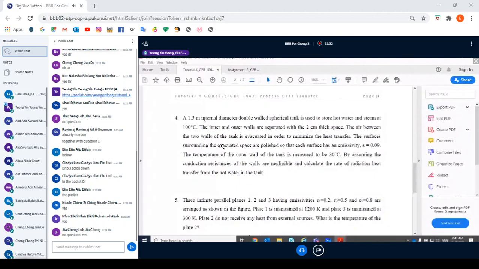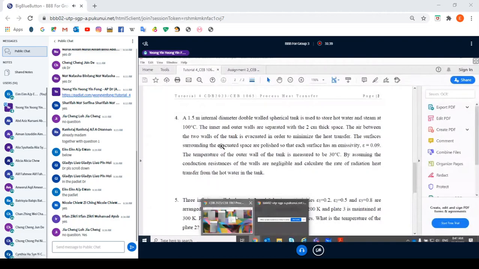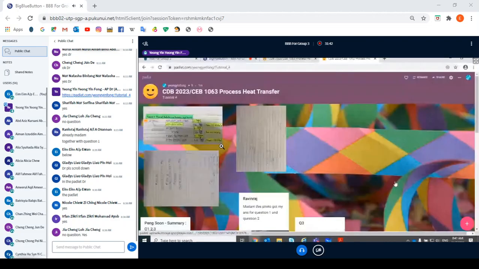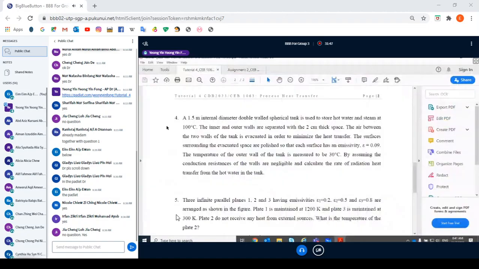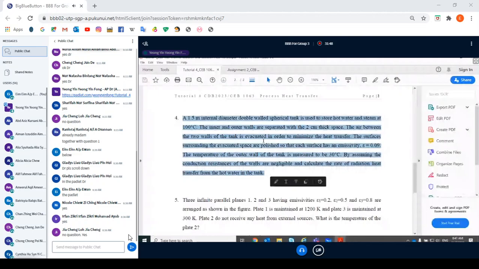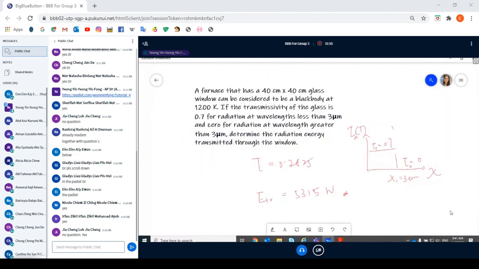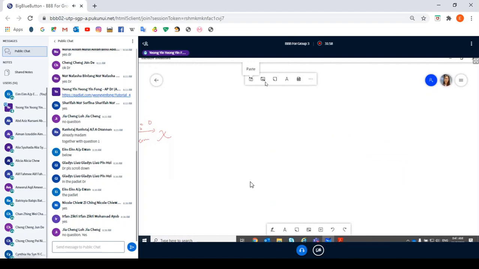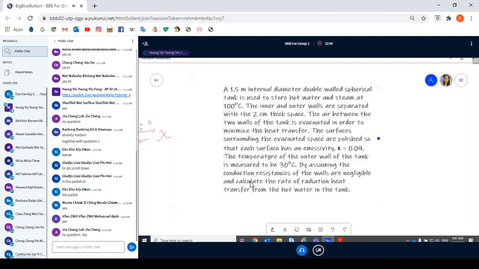Before that, I would like to see the Padlet. Question number 4 is yet to be posted over here. Again, I go back to tutorial question 4, and then we go to the whiteboard. It's a long question, but actually it is not difficult. This is question number 4.